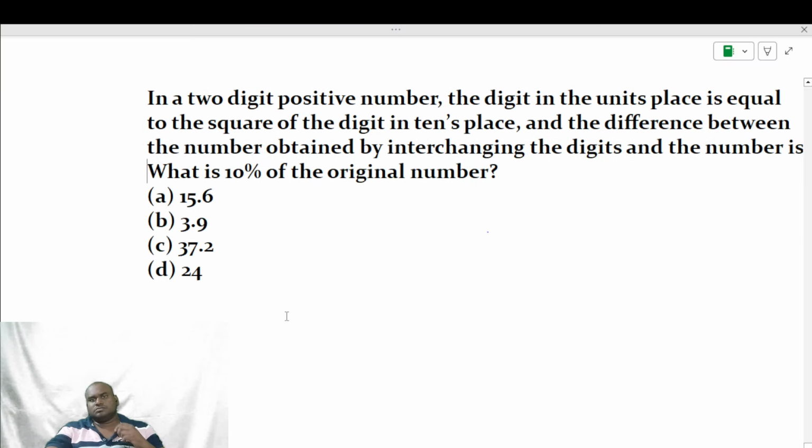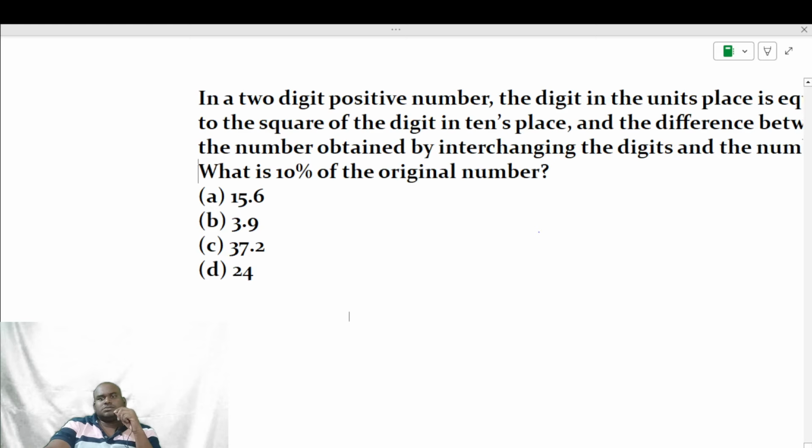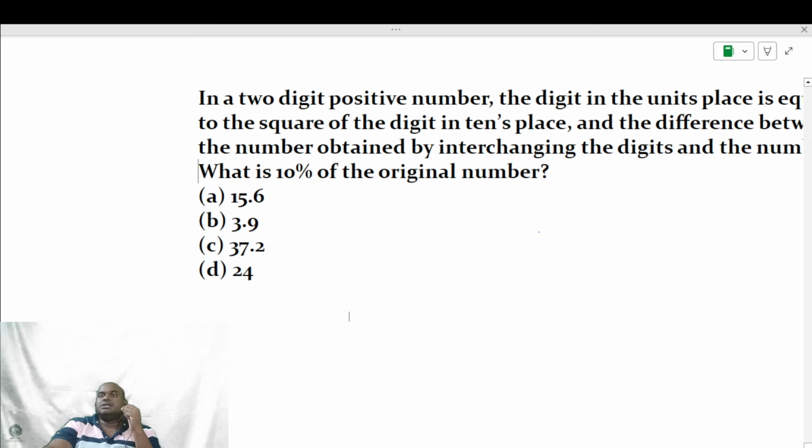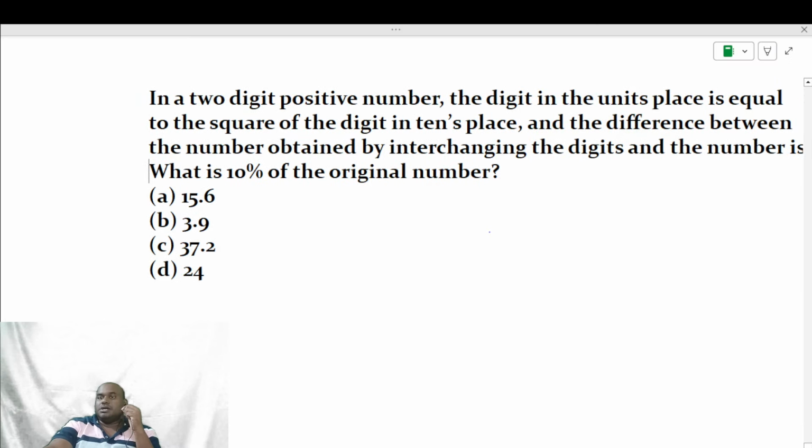See, a 2-digit positive number. The digit in the units place is equal to the square of the digit in tens place. Okay.